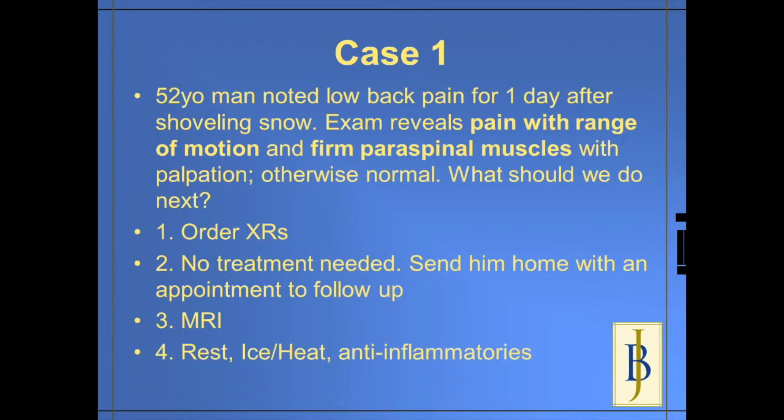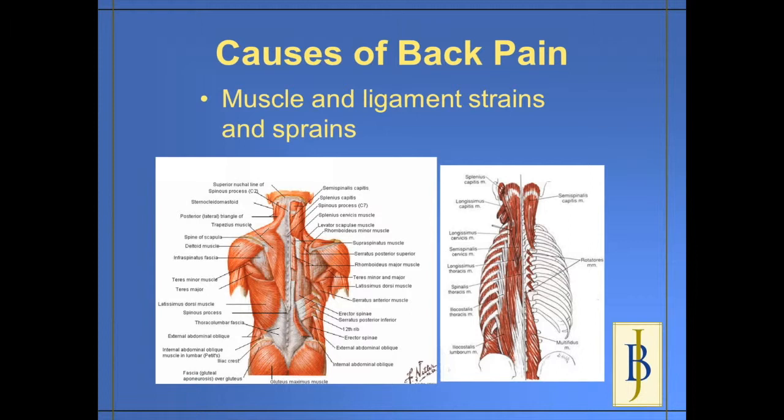So in this first case, it's a 52-year-old man who has low back pain for one day after shoveling snow. On exam, I see he has pain with range of motion, he has firm paraspinal muscles with palpation, and he's otherwise normal. What should we do next? So basically, they want to know what's our diagnosis and what else should we order? Should we take him back to surgery urgently, or should we sort of slow play and watch this?